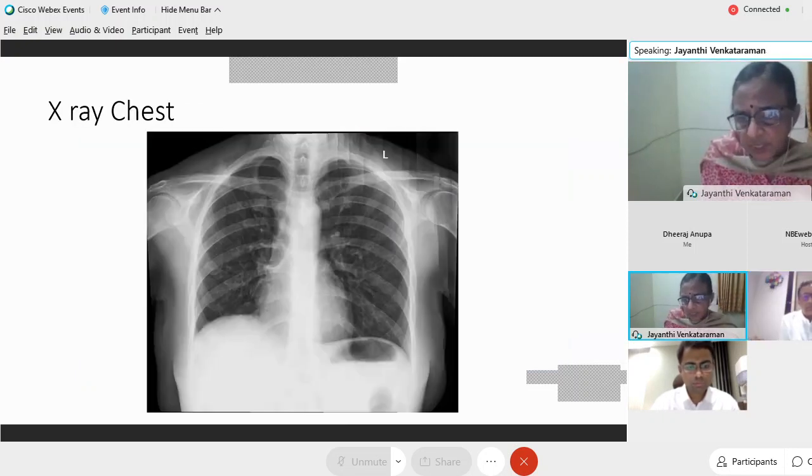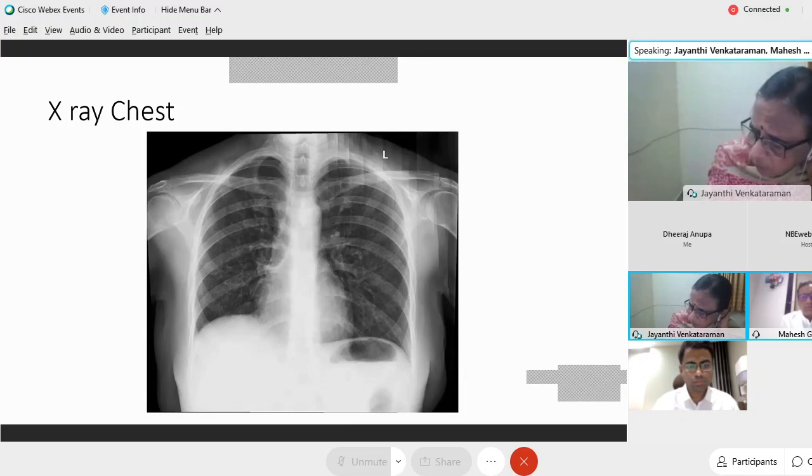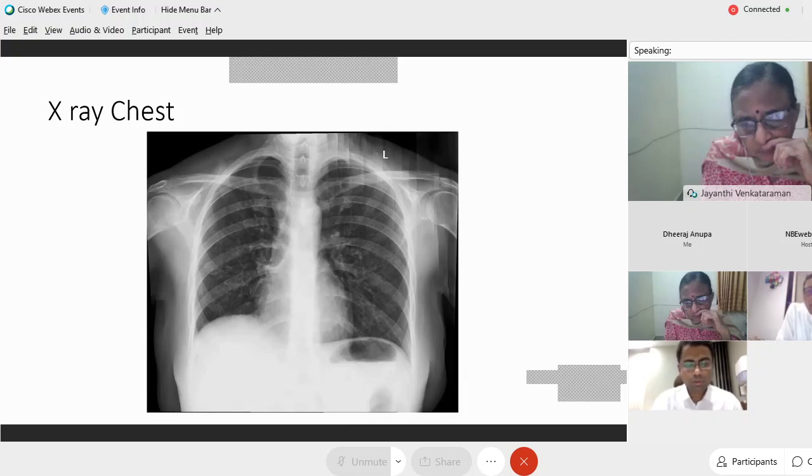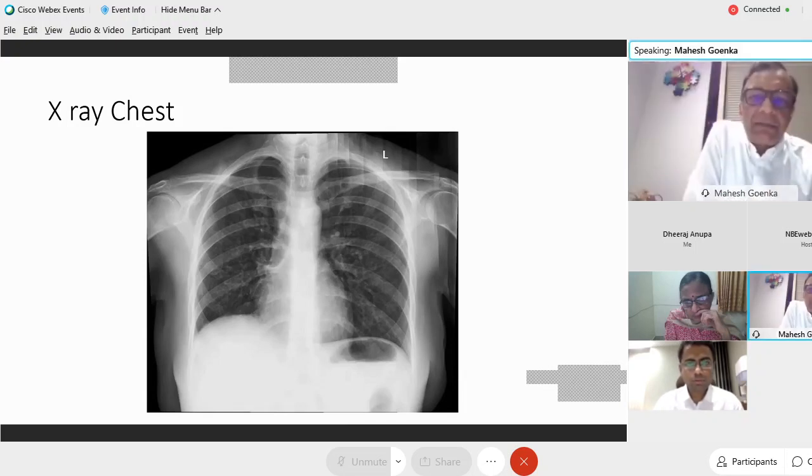So anyway, the patient had a chest X-ray that was almost normal. We could not pick up anything. What will be the next investigation of choice? What will be your next investigation? So now you need to reach a diagnosis fast.